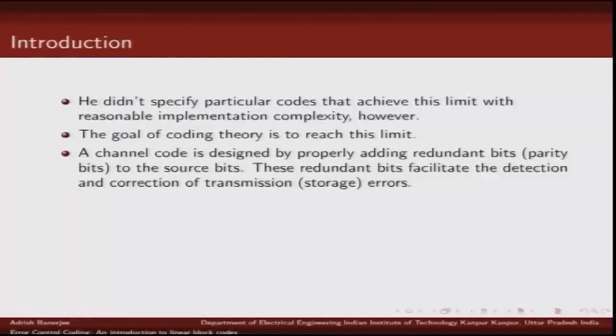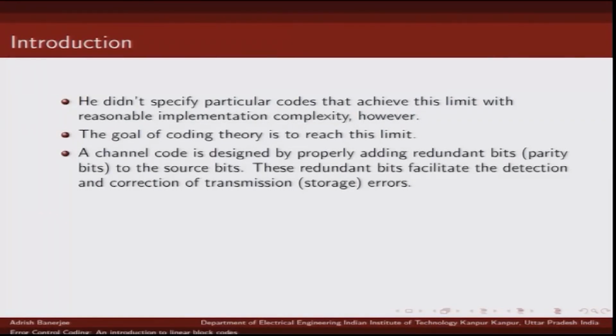So, the goal of coding theory, or of error control coding, is to design such error correcting codes with rates as close to capacity as possible, which can achieve arbitrarily low probability of error. And Shannon did not specify how to design such codes. So, that is where coding theorists come into the picture.